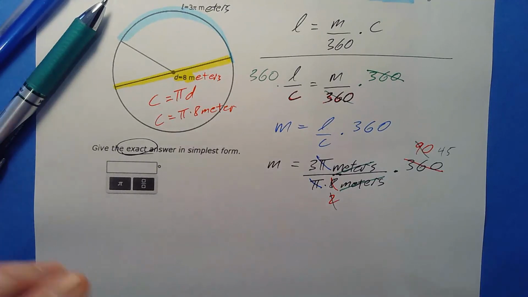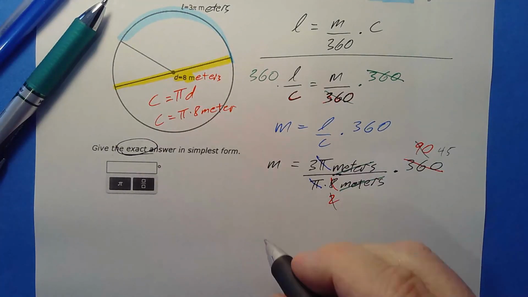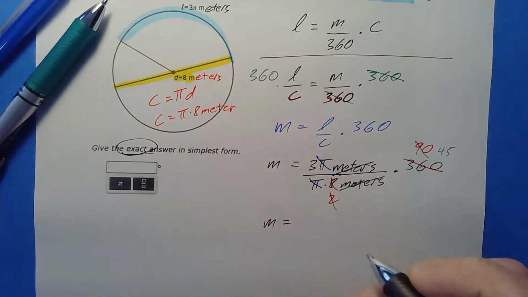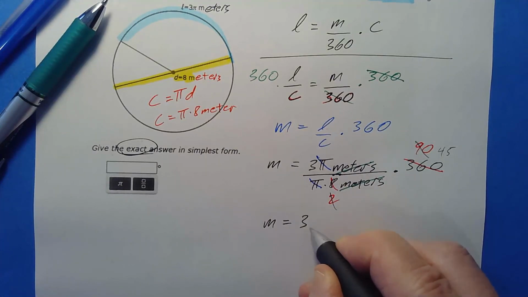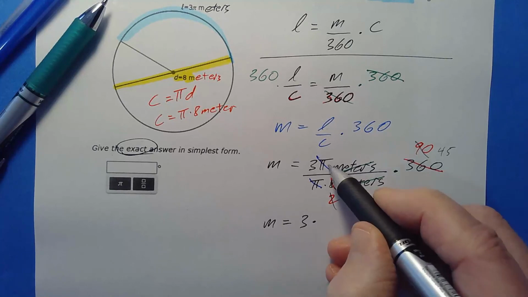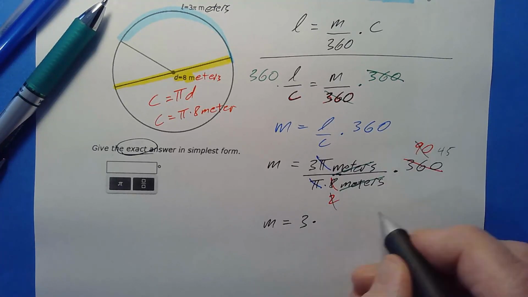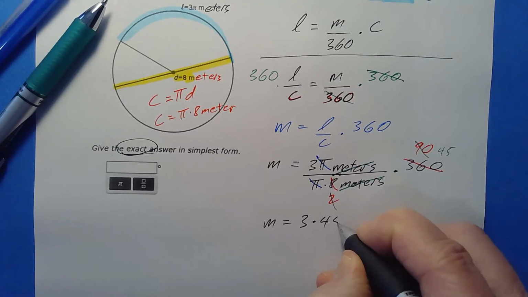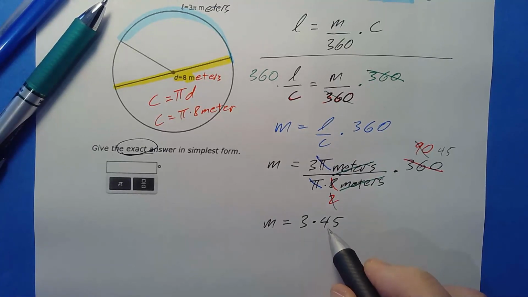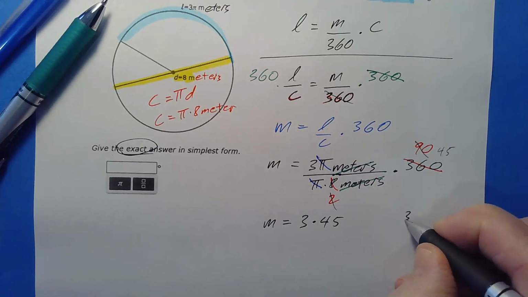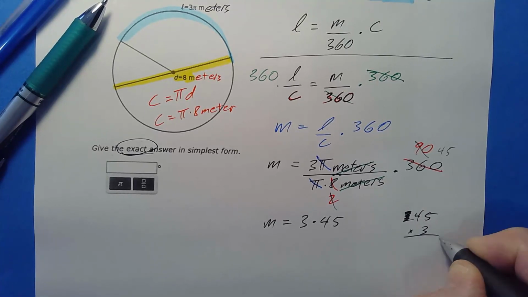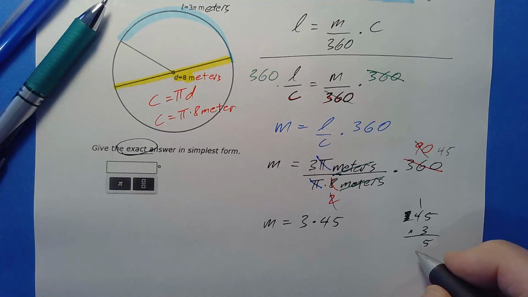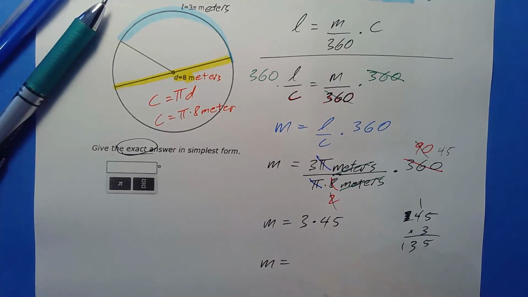Okay, it's getting kind of messy. Let me rewrite it because things are starting to get really messy here. I've got m equals, boy, there's not much left, is there? Look, here's a 3 times, that's canceled, that's canceled. The only thing that isn't canceled is that 45. Well, 3 times 45 turns out to be, let's do that again, 45 times 3: 15, carry the 1, 3 times 4 is 12, 135. Okay, so m equals 135.